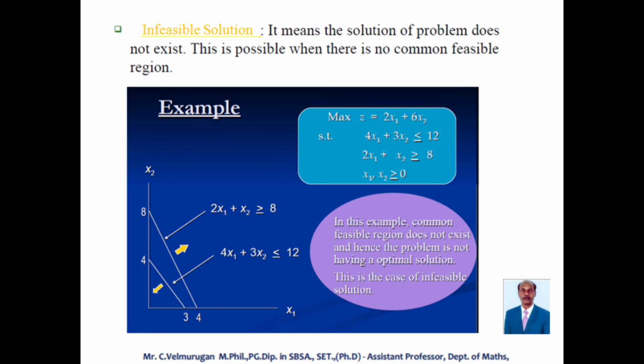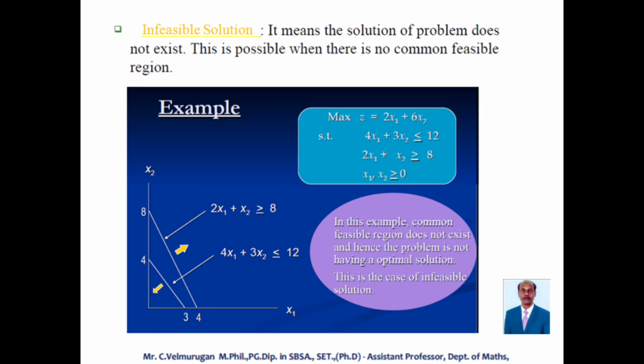Next we are discussing the infeasible solution. It means the solution of the problem does not exist. This is possible when there is no common feasible region. Consider another example, maximize z is equal to 2x1 plus 6x2. What are the constraints? 4x1 plus 3x2 less than or equal to 12, and the second constraint 2x1 plus x2 greater than or equal to 8, and then the non-negativity constraints x1, x2 greater than or equal to 0.